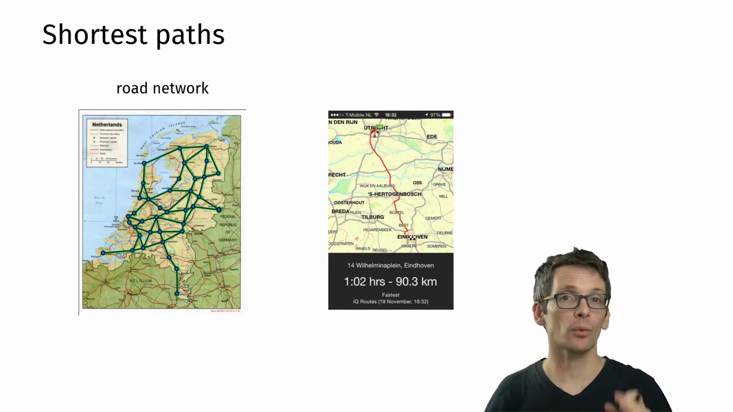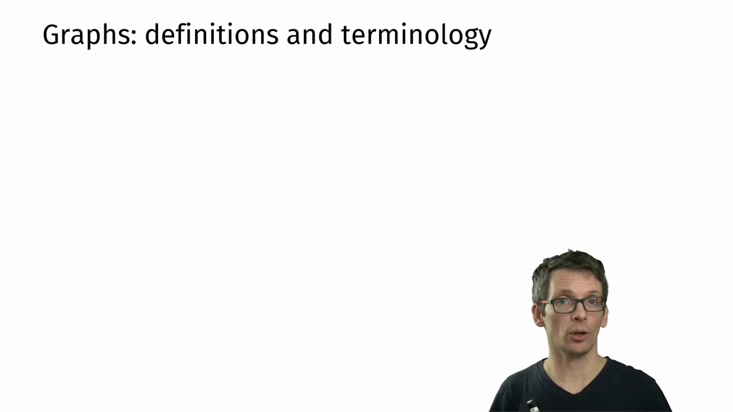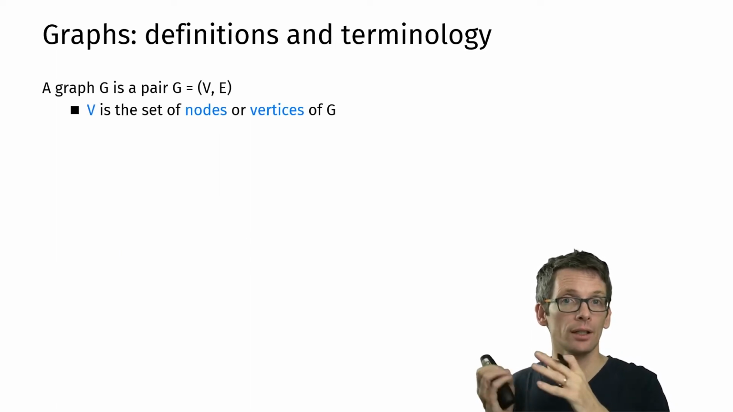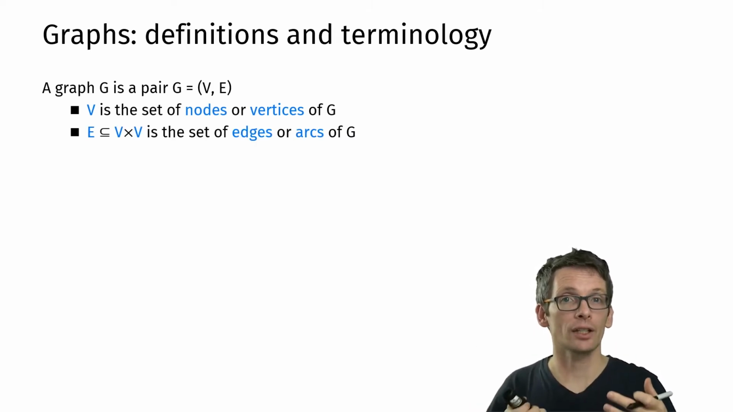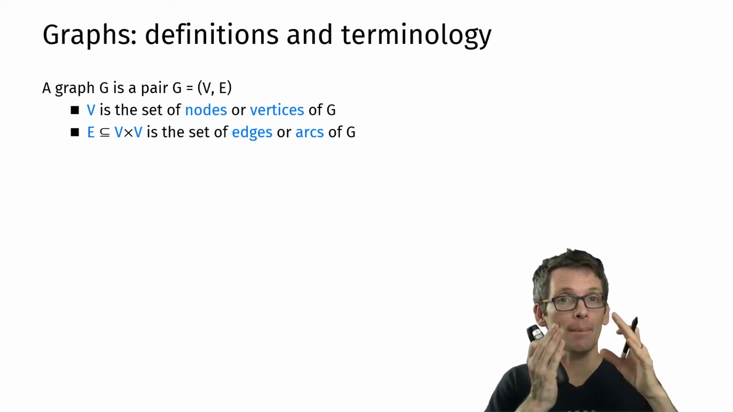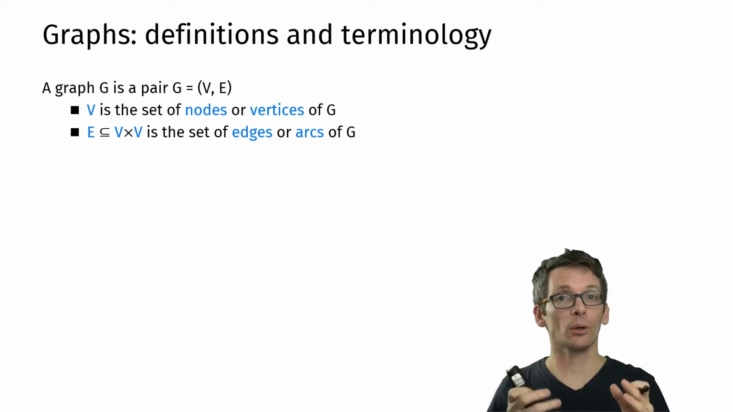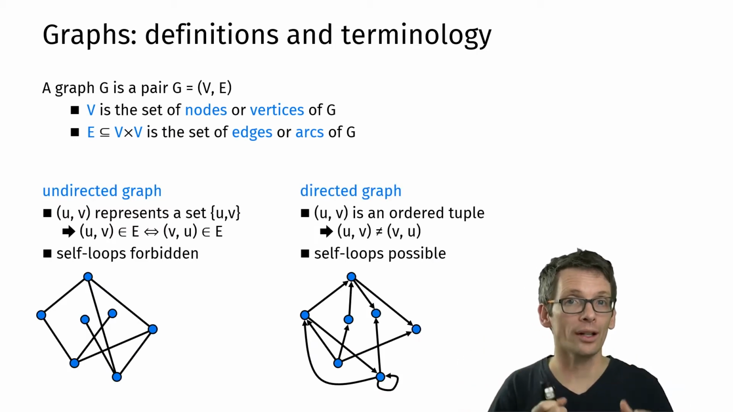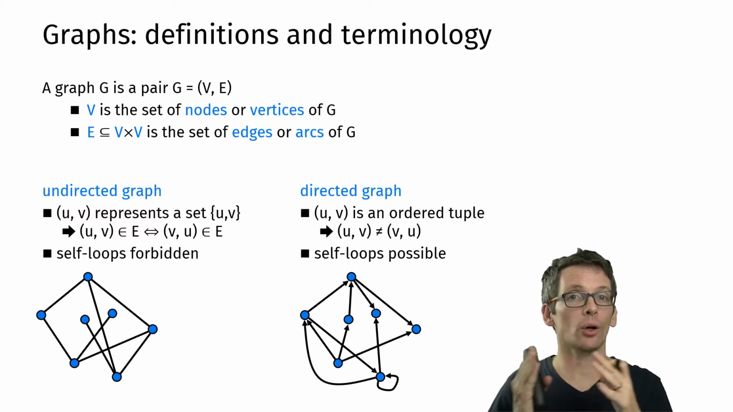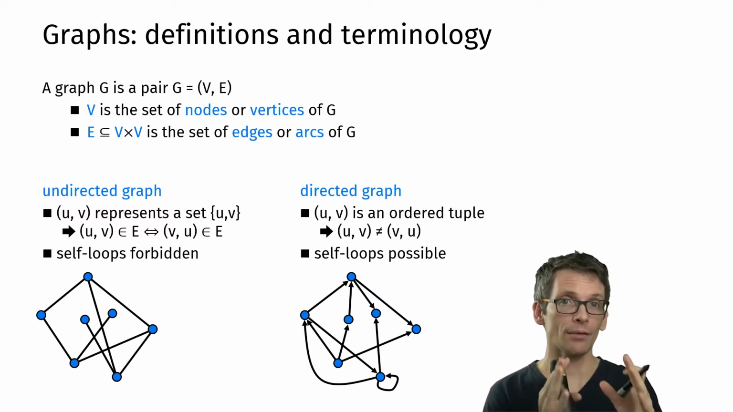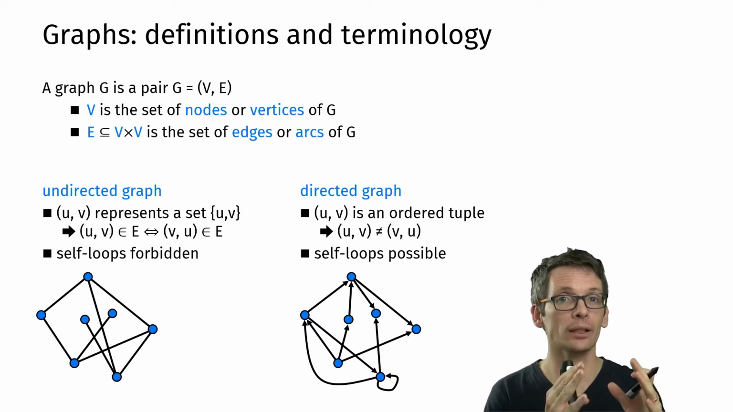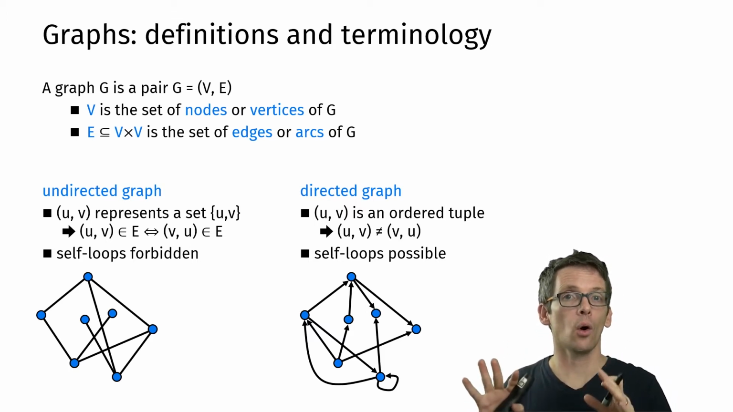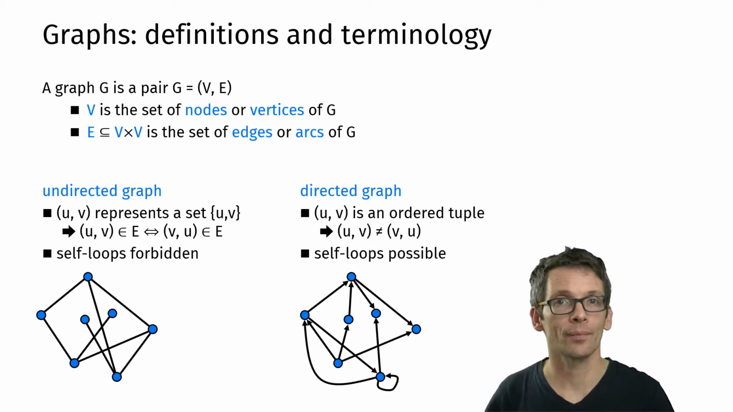So let's start by reviewing some graph terminology. A graph is a pair consisting of a set of vertices, V, and a set of edges, E, where the edges are pairs of vertices. And depending on whether we see these pairs as unordered pairs or ordered pairs, we have undirected graphs or directed graphs. The type of graphs that we're going to look at today are directed graphs, but you can use shortest path algorithms just as well on undirected graphs.